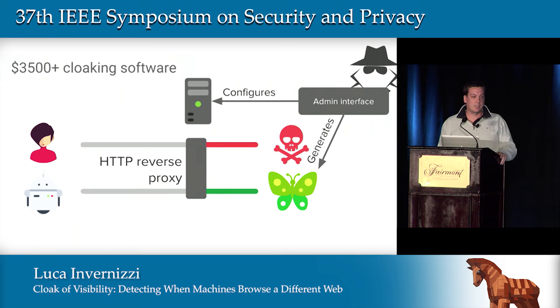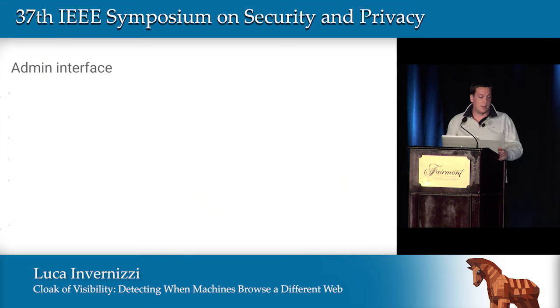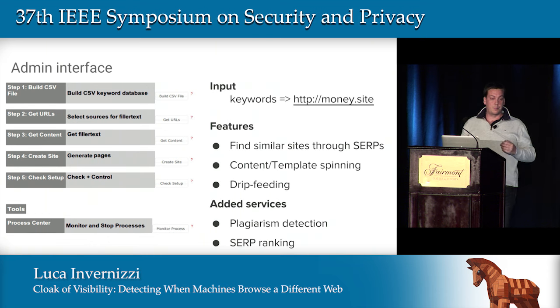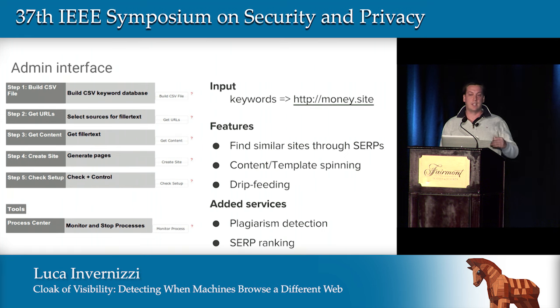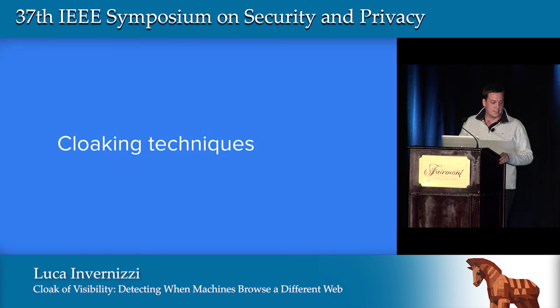The price tag also comes from the fact that the admin interface of this cloaking package makes it very easy to deploy. This is how it looks like. Essentially, what you do is that you provide keywords that you want to target for SEO, such as cheap electronics, and the money site you want to send real users to. And what the site will do for you, it will go on more than 20 search engines on different localizations, search for your keywords, collect a corpus of text related to your keywords, and start spinning this corpus and drip feeding it on your site so that continuously your site changes and it looks like it's actively talking about these keywords. It also has services like plagiarism detection to avoid being demoted because you're stealing content, and you can measure how well you're doing in the rankings.